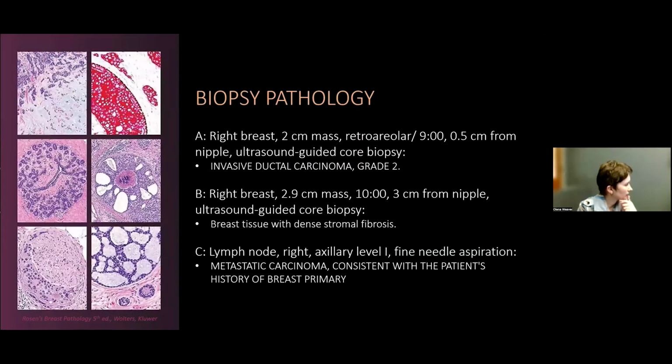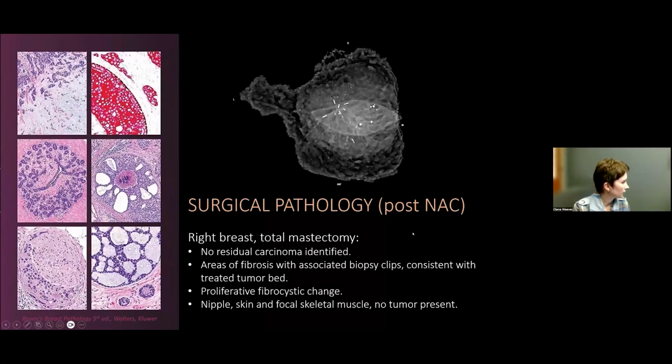And what it ended up being is a retroareolar mass at 9 o'clock, 5 centimeters from the nipple. It was invasive ductal cancer grade 2. The second mass at 10 o'clock was breast tissue with dense breast stromal fibrosis. And the lymph node was metastatic carcinoma. But definitely, I was thinking that the subareolar mass was the most enhancing one, and that's what showed us the cancer. So this is a kind of a CEM-directed ultrasound-guided biopsy. And she underwent total mastectomy after neoadjuvant chemotherapy, responded very well, and there was no residual cancer.